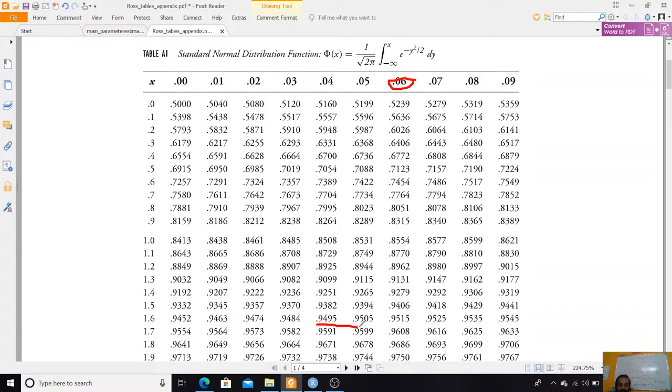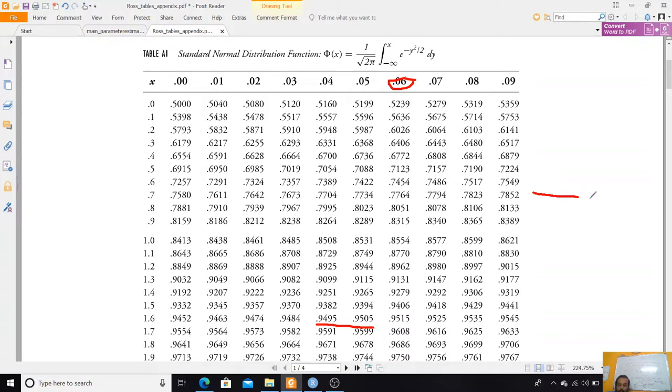And this is where, when I spoke to you in the last class, I told you sometimes you would need to interpolate. It is over here that 0.95 lies bang in between 1.64 and 1.65, and a linear interpolation would be 1.645. So Z of 0.05 is 1.645.